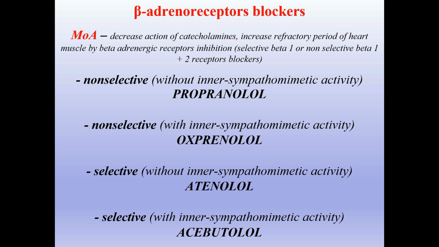Next group, beta-adrenoreceptor blockers. Mechanism of action: decrease the action of catecholamines and increase the refractory period of heart muscle by beta-adrenergic receptor inhibition; selective beta-1 or non-selective beta-1 plus beta-2 receptor blockers. Classification: non-selective without intrinsic sympathomimetic activity, propranolol. Non-selective with intrinsic sympathomimetic activity, oxprenolol. Selective without intrinsic sympathomimetic activity, atenolol. And selective with intrinsic sympathomimetic activity, acebutolol.